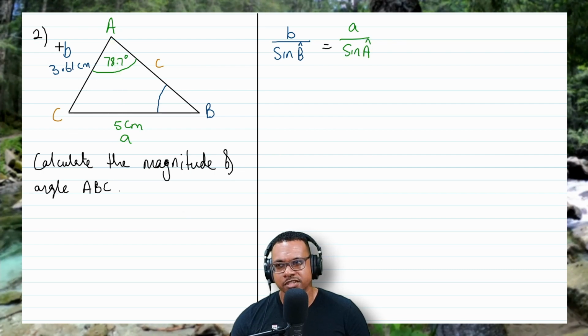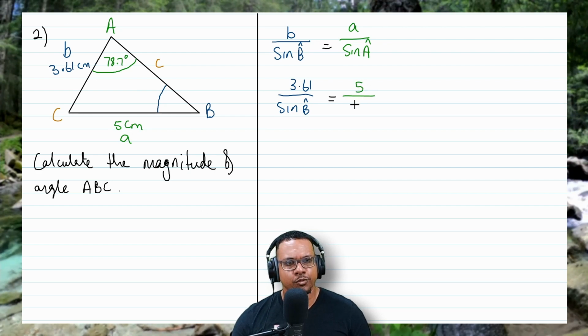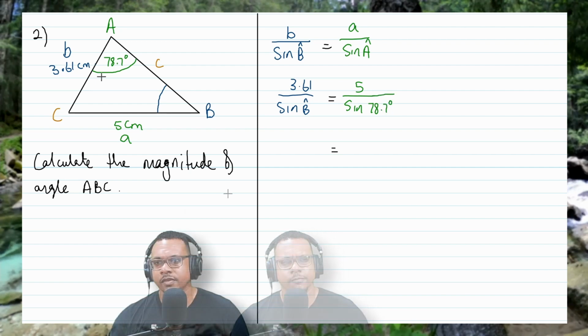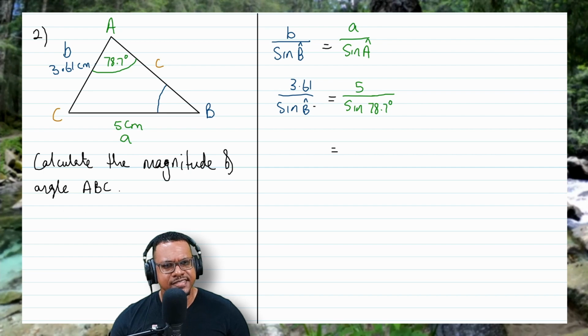So let's put in the values. Common B is 3.61, and that's over sine capital B. And capital B is what we want to find. So that's equal to, common A is 5 centimeters. So that's 5 over sine capital A. And capital A is 78.7 degrees. So now we'll cross multiply and multiply the sine B by 5.